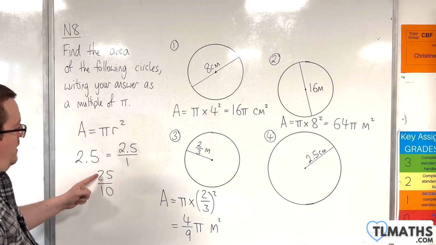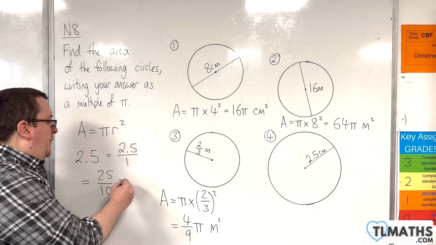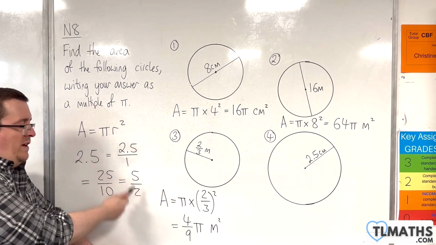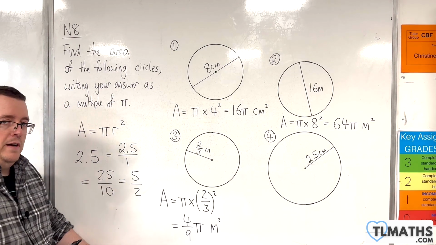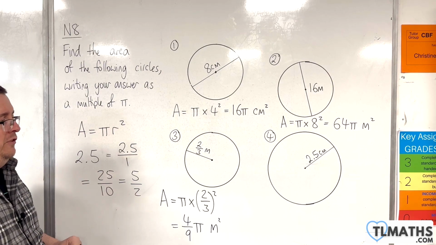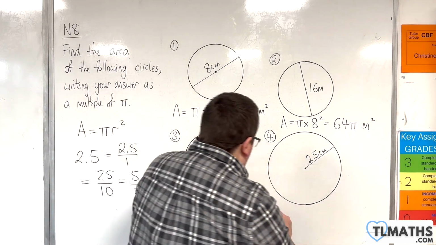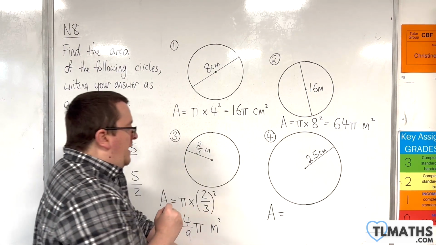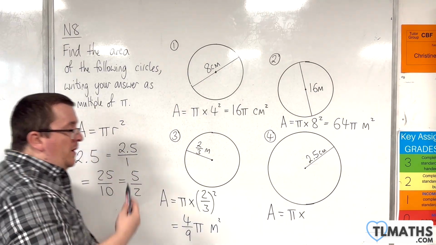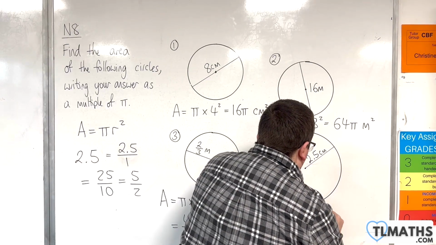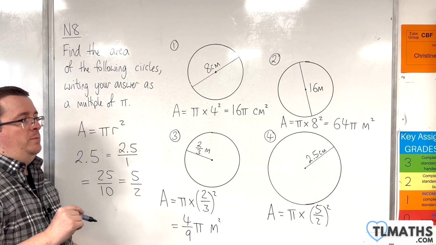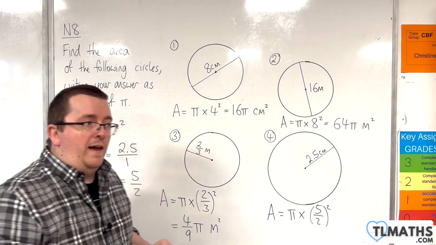Now 25 over 10 we can simplify. Dividing top and bottom by 5, we'll get 5 over 2. Now this you may already have known. You might know that 2.5 is 5 halves. Okay, but that's how you can get there. So this is the radius of my circle. So the area is going to be pi times the radius squared, so 5 halves squared. Now if you've stuck with the 2.5 and done it that way, 2.5 times 2.5, don't worry, I'll get you that answer as well in a moment.